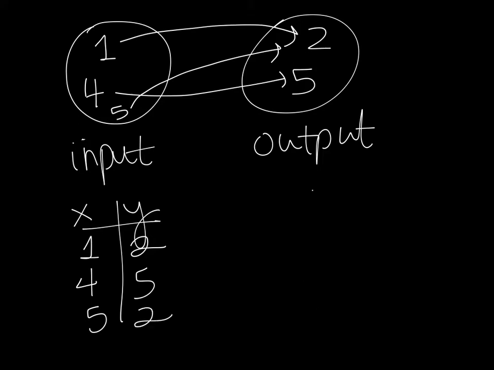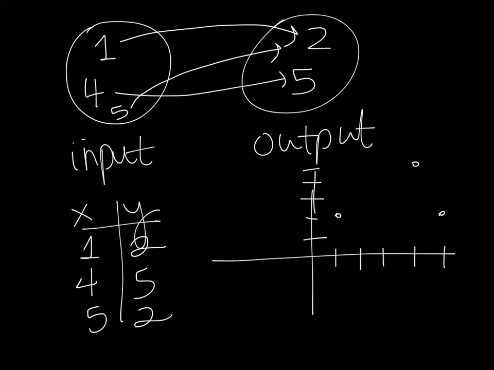And I can also show it by plotting it. So I have 1 that goes to 2. 4 that goes up to 5. And I have 5 that goes up to 2. So I can show it in 3 ways. I could also show it with an equation. Okay, we'll get into that later.